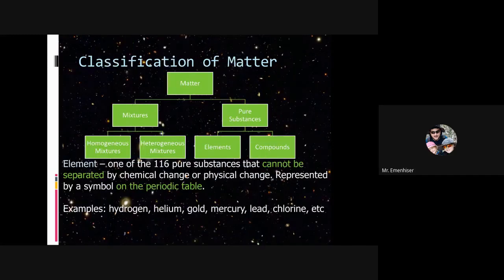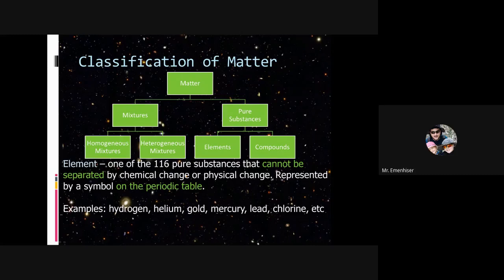An element is one of the 116 pure substances that cannot be separated by chemical changes or physical changes. An element is the simplest type of matter. Everything is made out of elements. If you take something like a desk, you can keep separating it, and eventually you'll get atoms. Those atoms cannot be separated by physical or chemical changes or processes, and so those are elements.